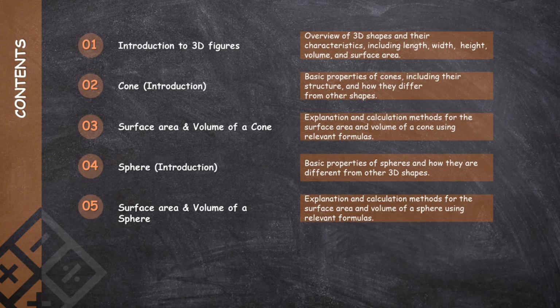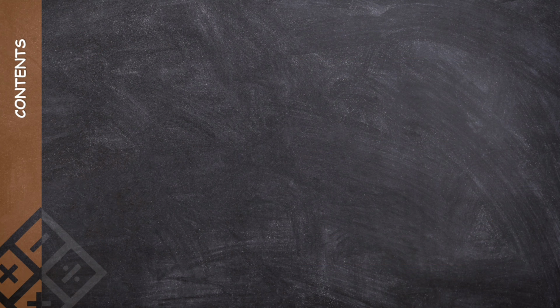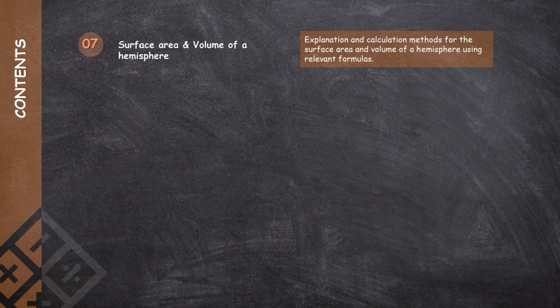And at last, we are going to study a relevant shape with the sphere, known as a hemisphere. We will define a hemisphere first, its basic properties, and then we are going to learn about the relevant formulas that we are going to use to find the surface area and volume of a hemisphere. So let's start with today's topic.